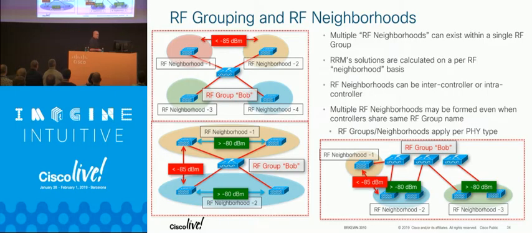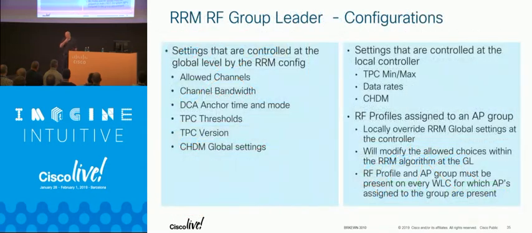So if you have multiple controllers, they may not be the same RF group. And if you have multiple RF group leaders, which is always a single controller, you have an RF group leader for each band. And that doesn't necessarily need to be on the same controller. So over the years, this is encrypted. The RF group leader will have, and that's global level settings, it's going to handle the allowed channels, channel bandwidth that you're selecting, TPC values, DCA channels, coverage hole detection and mitigation. That's all at the global level in the RF group.